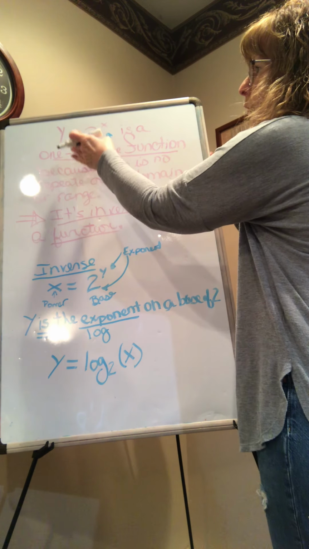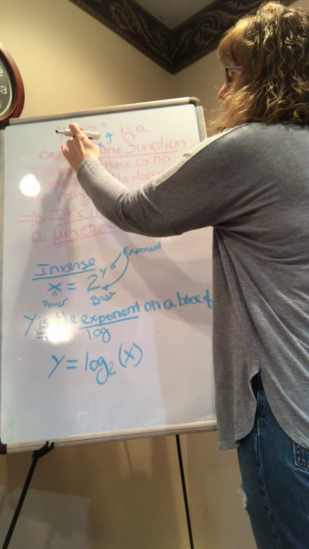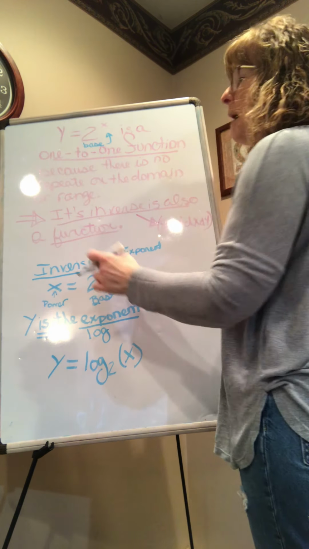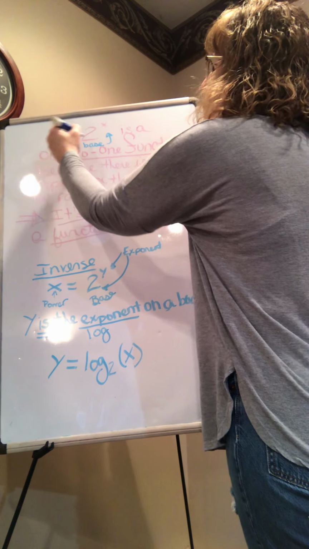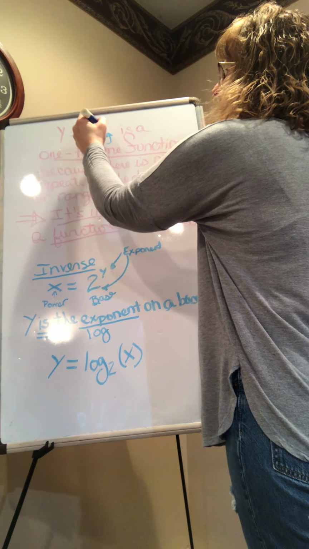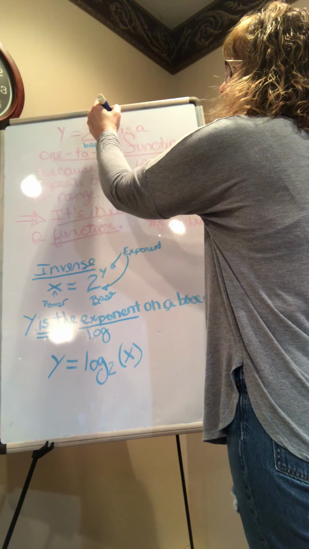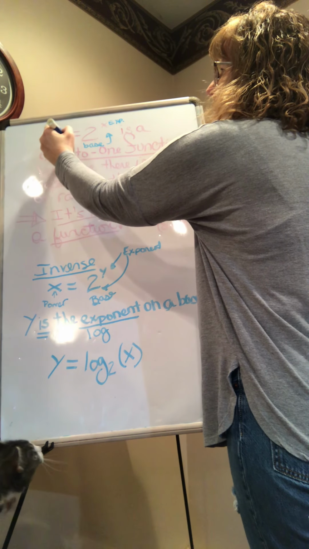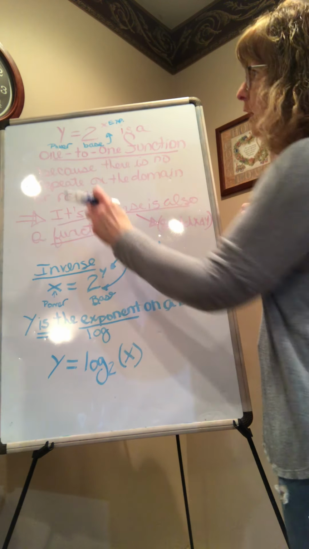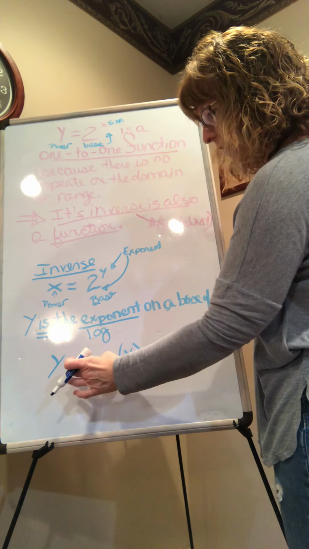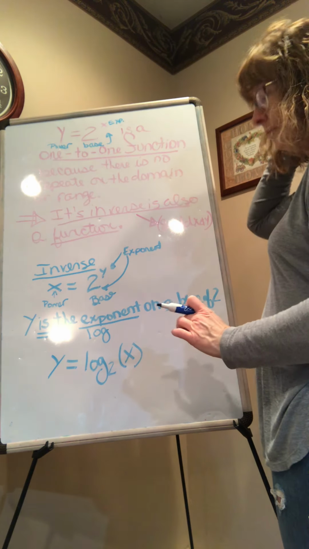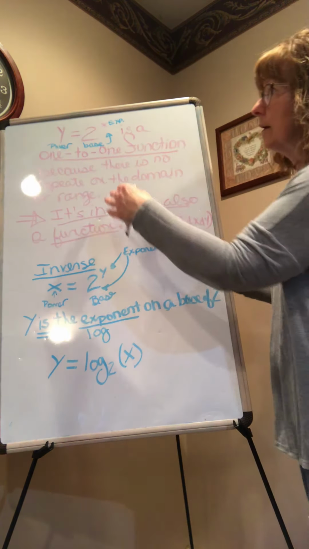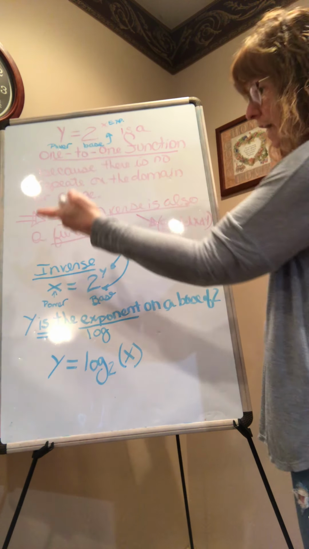If we looked up here, we would say this is 2 to the x power. So y is 2 to the x power. So again, base and then exponent and power. So when I go from exponent form to log form, I am going to be on a graph. I am the inverse. I am switching x and y.